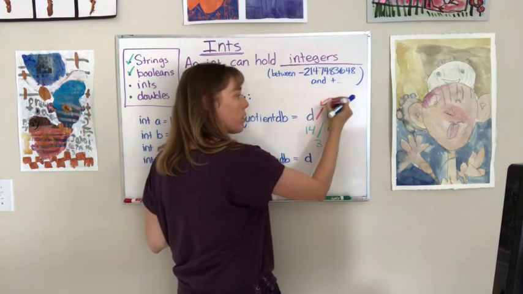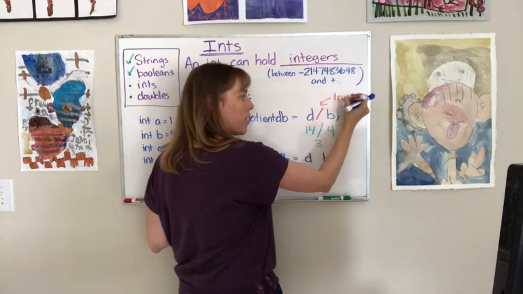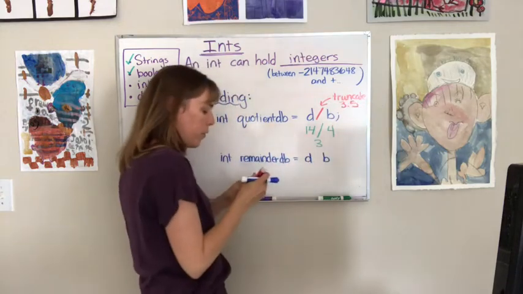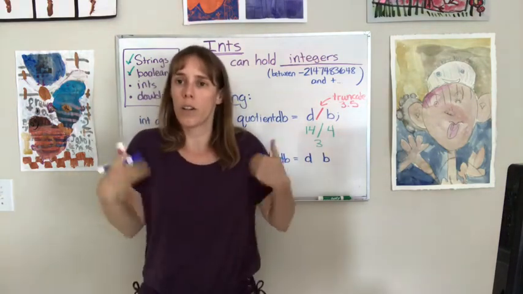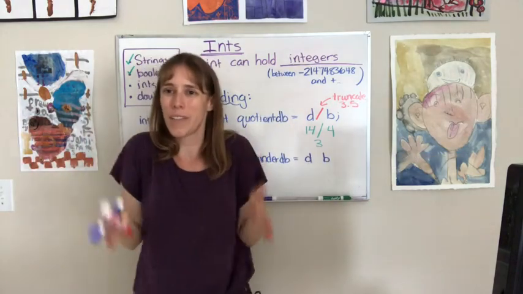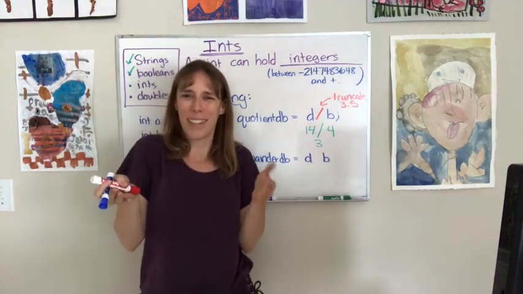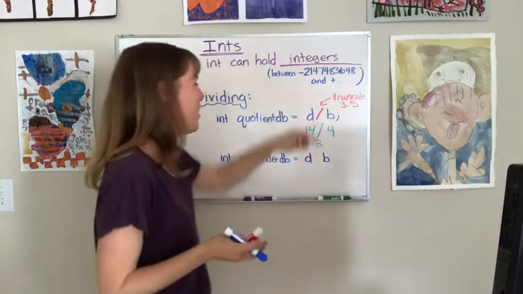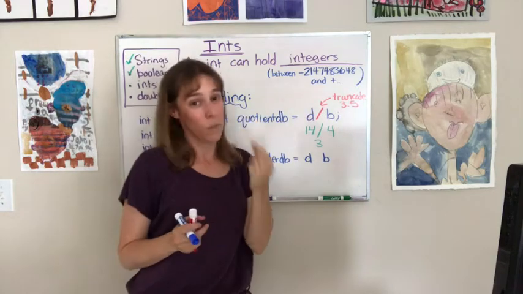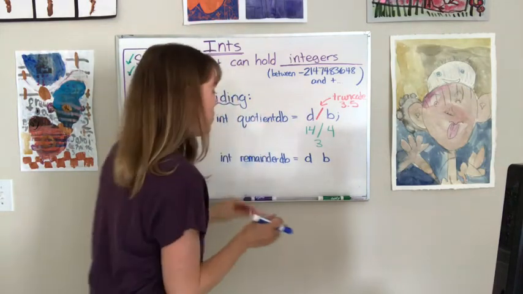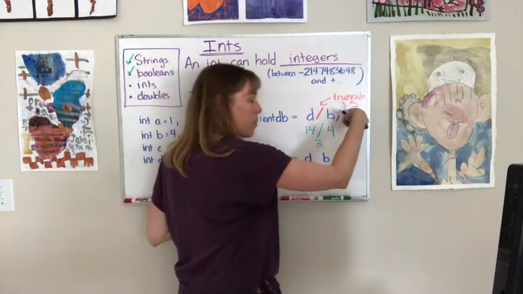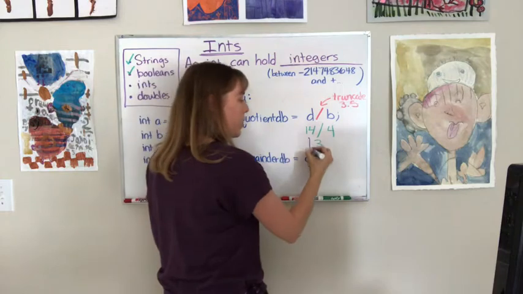So this will truncate 3.5. If you think of the trunk of a tree or the trunk of your body, if you truncate it, you cut off the branches. You're just left with the trunk. So it cuts off the decimal here and it's just left with this. It doesn't round, it just hacks it off. So 14 divided by 4, instead of coming out as 3.5, will come out as 3.